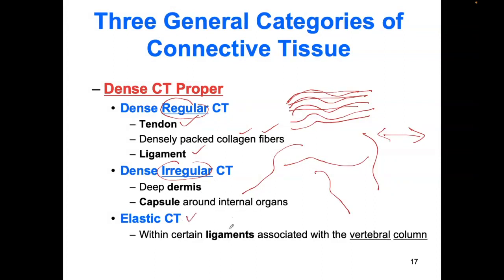Elastic connective tissue is found in certain ligaments. Remember, ligaments go from bone to bone, like that. That's a ligament. So the vertebral column has ligaments that are loaded with elastic connective tissue because the spine has to be very flexible. The spine is very stable, so it doesn't need lots of collagen. It needs lots of elastic connective tissue.